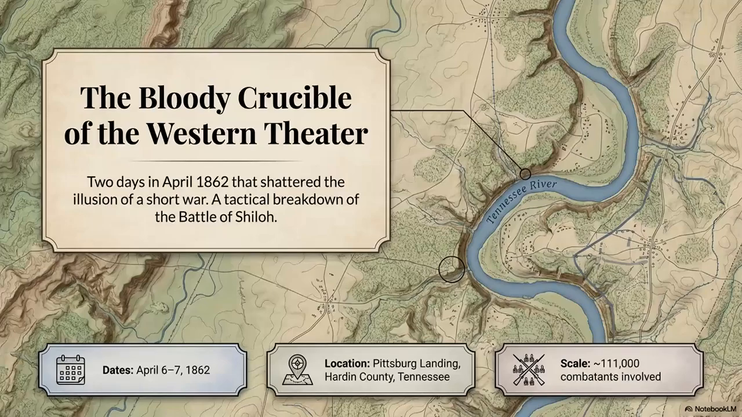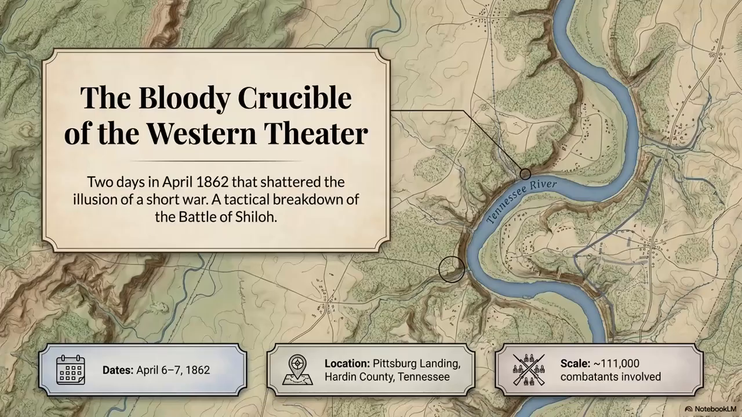Welcome to a tactical breakdown of the Battle of Shiloh, a defining conflict remembered as the bloody crucible of the Western theater. Unfolding over two pivotal days from April 6 to 7, 1862, this monumental clash shattered the nation's illusion of a swift, short war.